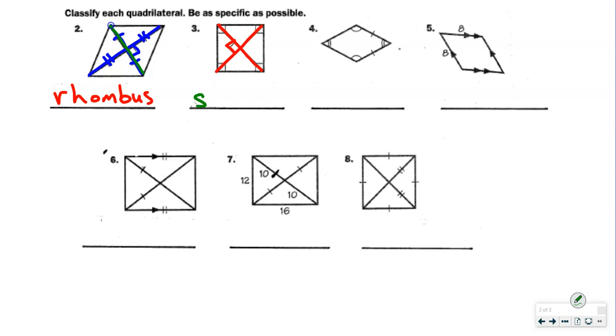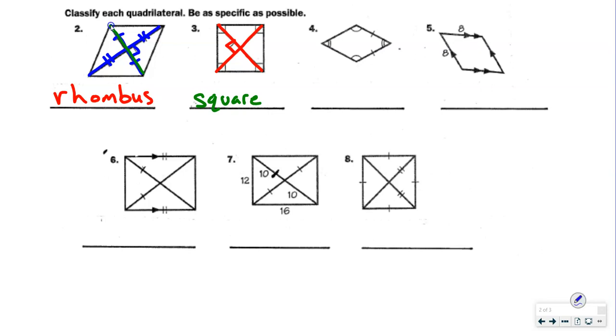We're able to determine that from 4 right angles and the diagonals being perpendicular. We can rule out rectangles because the diagonals are perpendicular. We can rule out rhombus because of the 4 right angles. And that leaves us with square. All right, next up, number 4.